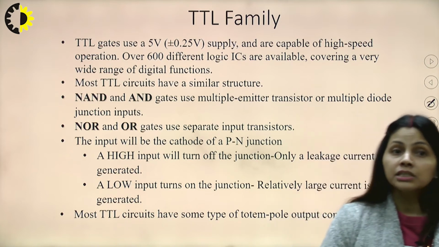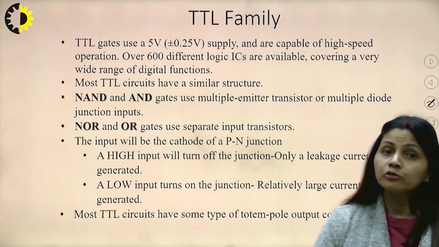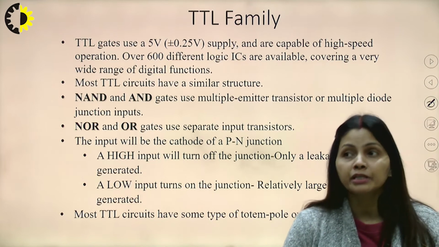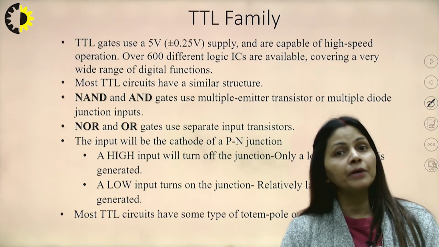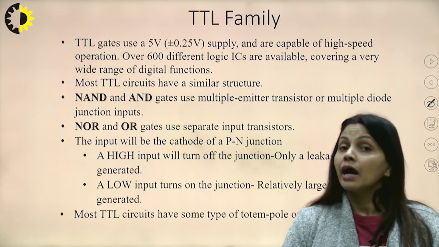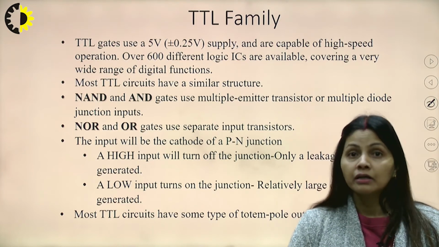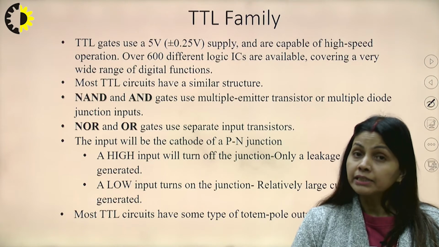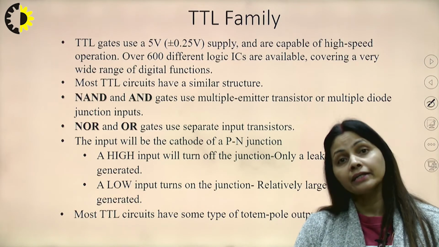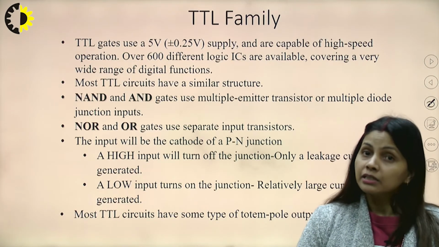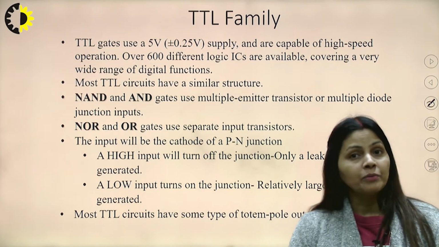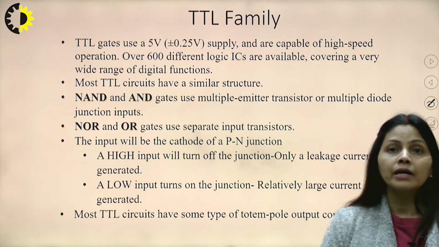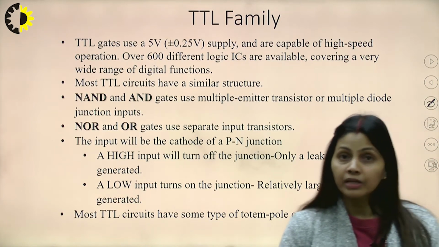Most TTL circuits also have some type of totem pole arrangement. That means we take two transistors and separate them by a diode, and this diode makes sure that when one transistor is working, the other transistor is off. If the other transistor is on, then the first one will be off. This is called the totem pole arrangement.